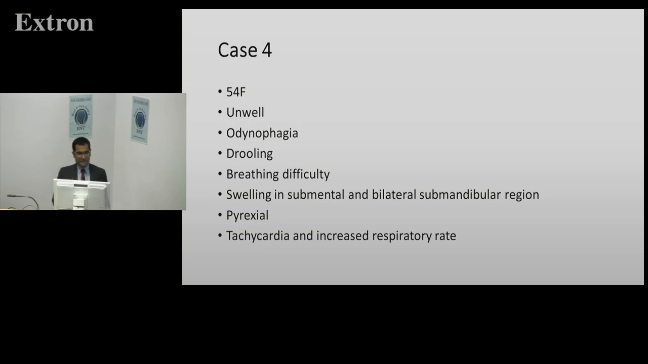Now, the fourth case is a 54-year-old lady who I saw about a year ago or so, unwell, with painful swallowing, drooling, and difficulty breathing to some extent, although she wasn't in extremis. She had swelling in the submental and bilateral submandibular region. It was more so on the left, and she had a temperature, and she was just unwell. She had sepsis.